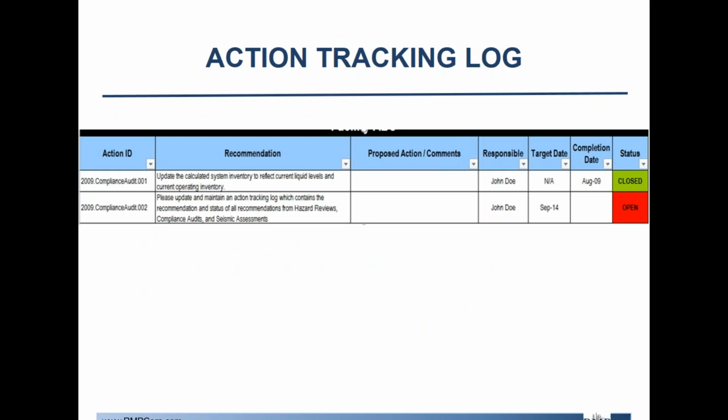Now, this is what a sample action tracking log looks like. It has the action ID, what the recommendations are, and like I mentioned, if you see the blank part, it's a good example of what not to do. You have a closed recommendation with no comments of how it was closed or what was done. So it's very important that you put closure comments to any recommendations, even if it's as simple as this person did it, it's done. It doesn't have to be in too much detail, but the more detail you put in, it's obviously going to be better for future individuals that are reviewing the documentation.